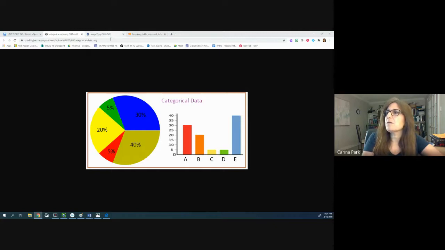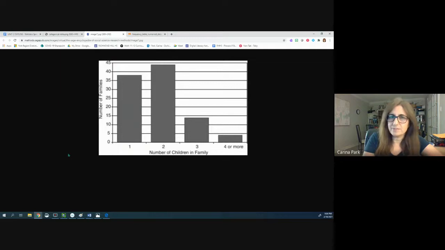Numerical data would look just like this bar graph, but down below, instead of words like colors, you would have numbers. So here's an example of numerical data. Still a bar graph, okay, but this one is about number of children in the family. So the label on the bar graph is a number, right? How many children are there in the family? So it's just a number. And then you have the frequency again on the vertical axis. So how many families have one child? How many families have two children? How many have three? And so on. Okay, so that's numerical data.